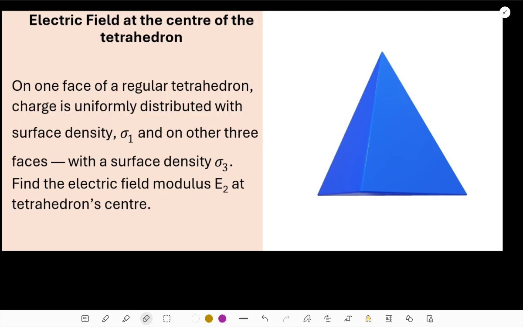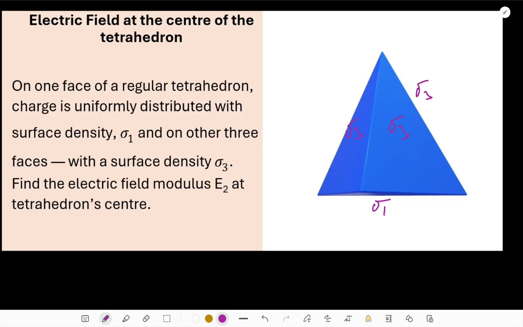It says one face of a regular tetrahedron has charge uniformly distributed with surface charge density sigma 1, so let me put it here. And on the other three faces, the surface charge density is sigma 3, and one hidden one sigma 3. Find the electric field modulus E2 at the center of the tetrahedron. We need to find the magnitude of the electric field.